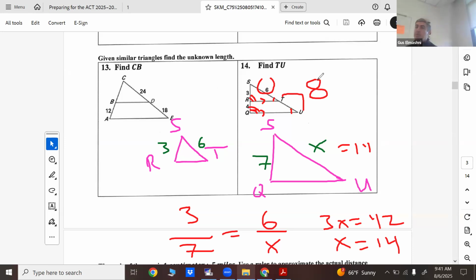So that's the concept of similar triangles, is we're trying to compare the ratios of the sides. The sides will always be proportional. Let's try 13, because I think you guys need to see this again. And then we'll move on to the next page after that, because we'll see more of that on the next page.